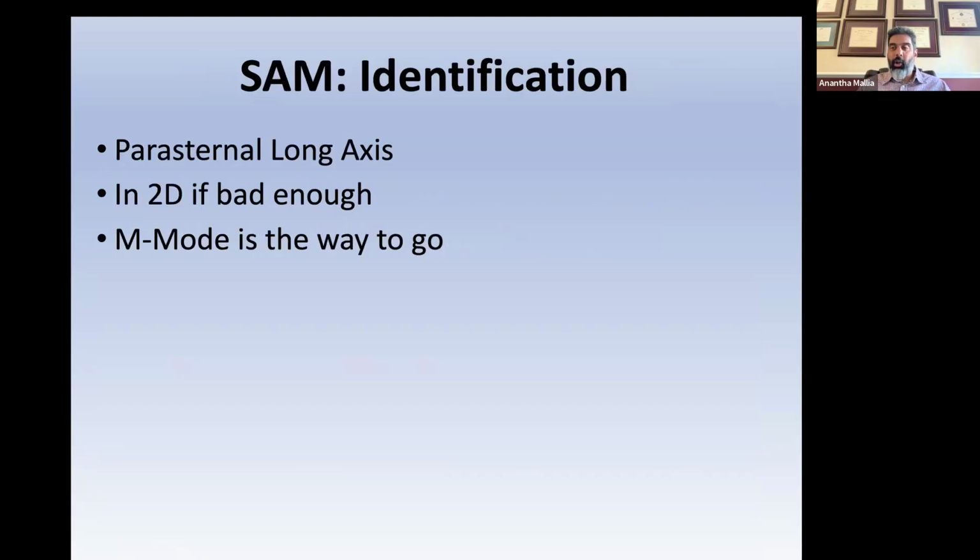Okay. Now, how do I identify it? It's best done in the peripheral long axis view. If it's bad enough, you will be able to see it in 2D. But really, the way to identify it is by using M mode, because that's the best way in echo to identify motion occurring over time. M mode is the best mode for that.